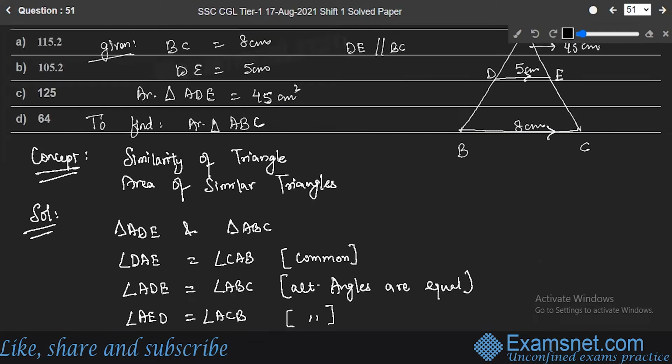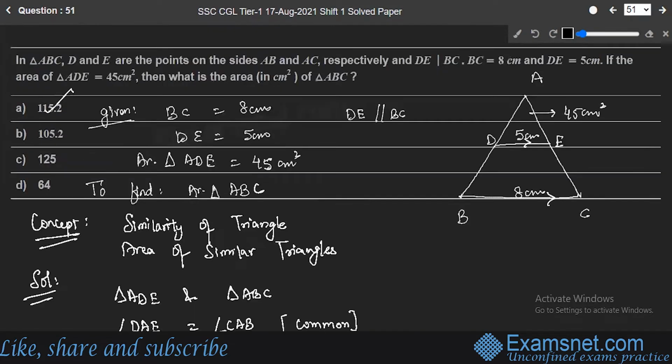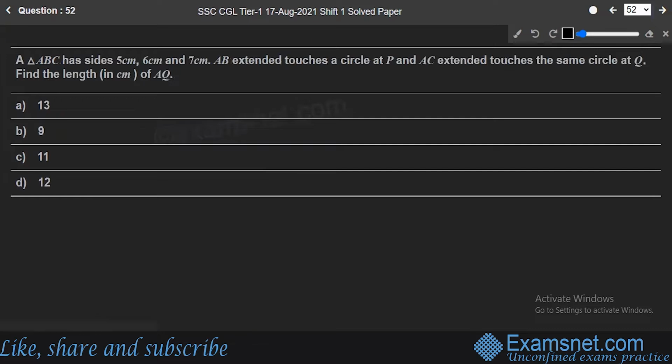So let's check with the options, which is the correct one. Option A is the answer to the question. Hope you're clear with this. Then let's move to the next question, number 52.